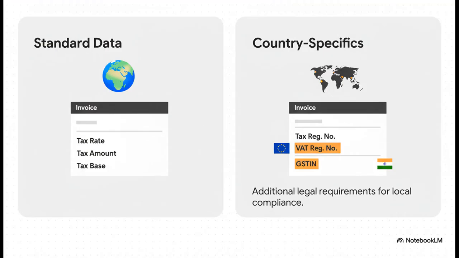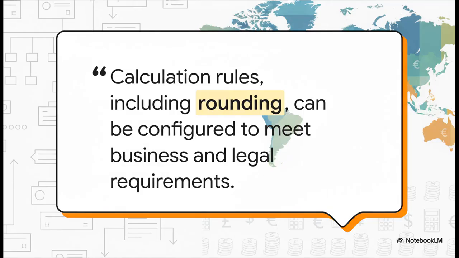This slide is a perfect example of that complexity. While some tax info is pretty universal, almost every country has its own unique rules. If you're in Europe, you probably need a VAT number on there. In India, it's a GSTIN. The system is flexible enough that you can add these country-specific fields right onto your invoice form to make sure you're compliant locally. And get this, compliance can get so detailed it goes right down to the last cent. It's kind of fascinating that even something as simple as how you round a number could be a legal requirement that's different from country to country. Your system has to be configured to handle these tiny but absolutely critical local details perfectly.